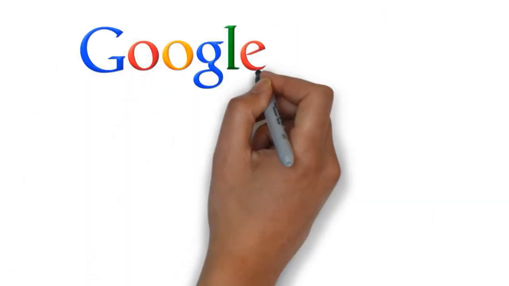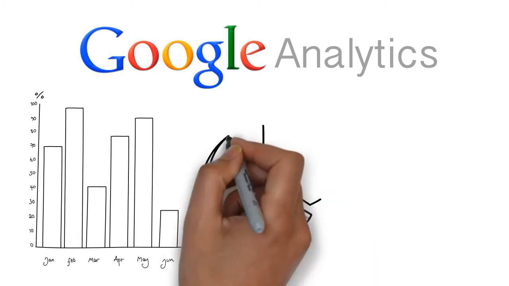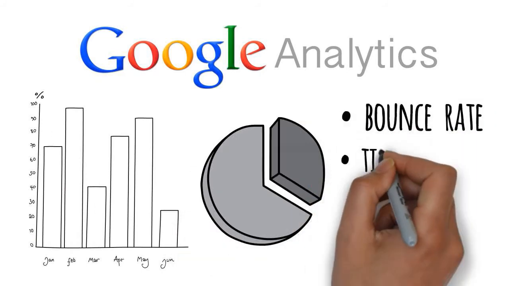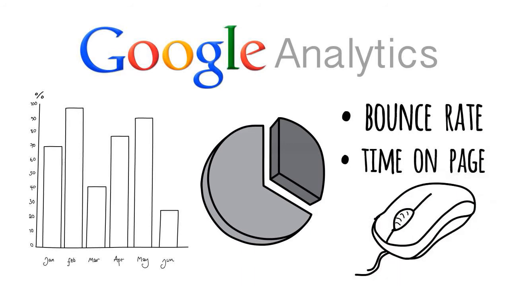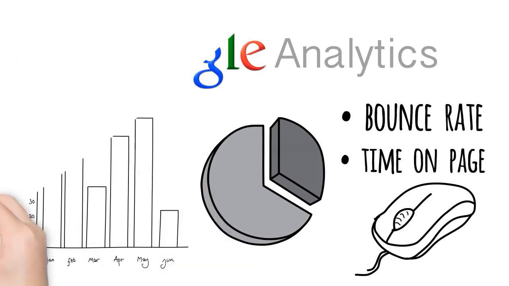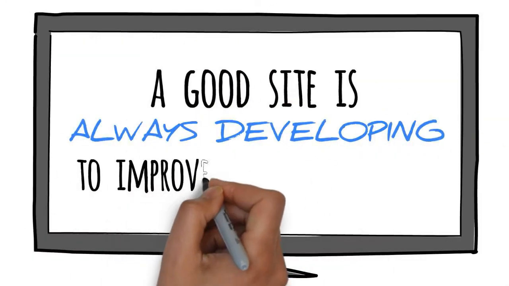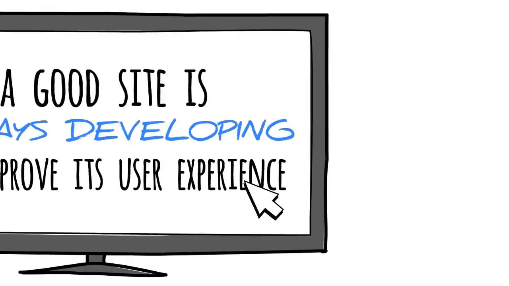Lastly, use Google Analytics or an equivalent to study user engagement metrics on your site. By split testing, you can use metrics such as bounce rate and time on page to identify changes to a site's design that will improve the impact of the page. Remember that a good site is always developing to improve its user experience. And those are the key elements you need to consider in ensuring your site is maximizing its potential.